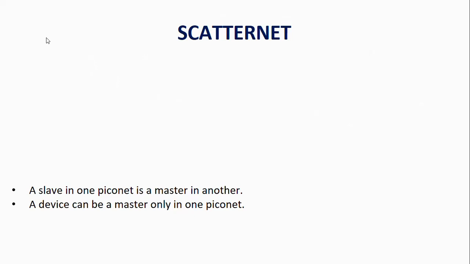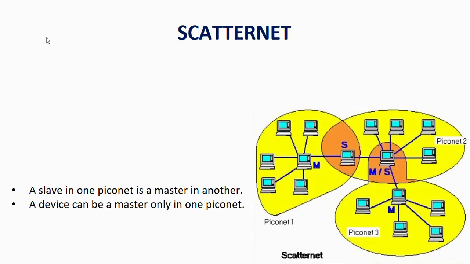A device cannot act as master for two piconets in general. See here, the image shows an example of a scatternet. A slave in one piconet is a master in another. A device can be master only in one piconet.